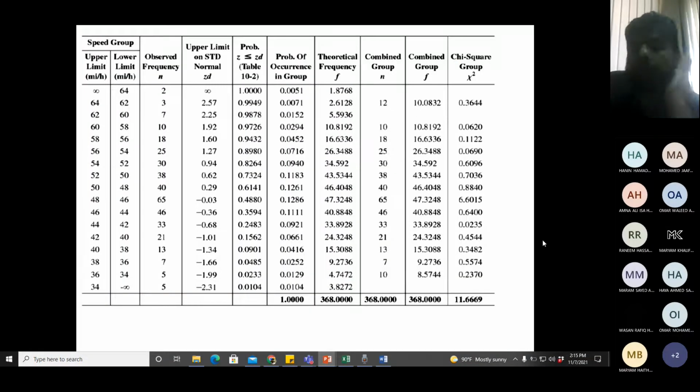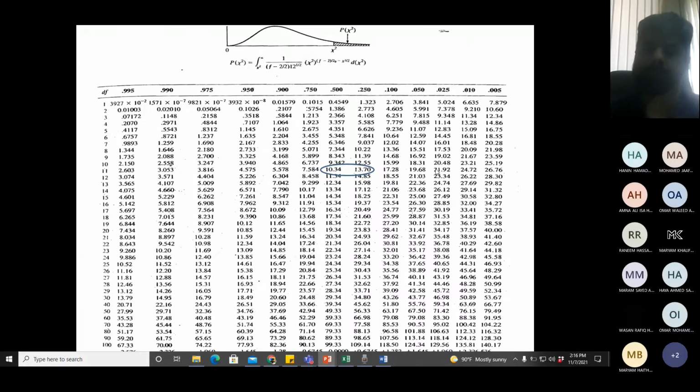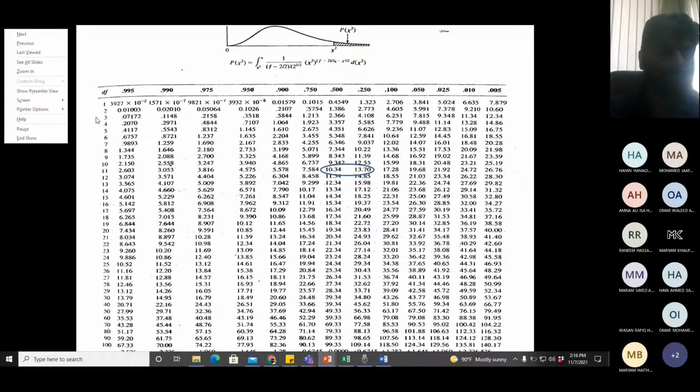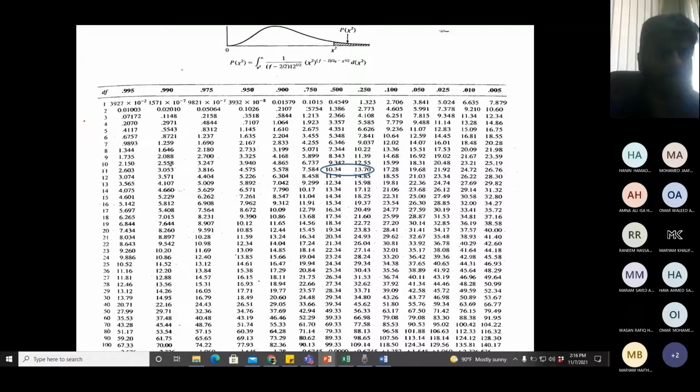So you found the total chi-square value, 11.6669. What is the probability of this chi-square value from the table? This is the chi-square table. Degrees of freedom are in the first column, towards the left. So what were my degrees of freedom? 11. So I have to look into this row for my chi-square value.